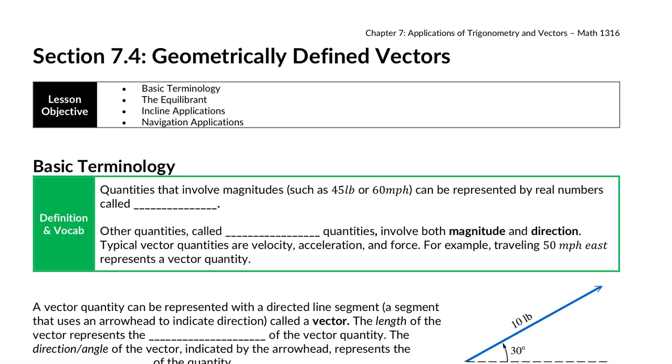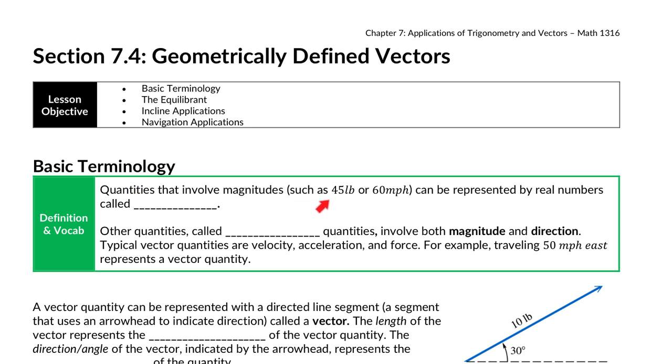Basic quantities that involve magnitudes such as 45 pounds or 60 miles per hour can be represented by real numbers, technically called scalars. All of those things are technically just scalar terms. Pretty much for your entire existence, you've only worked with scalar terms.